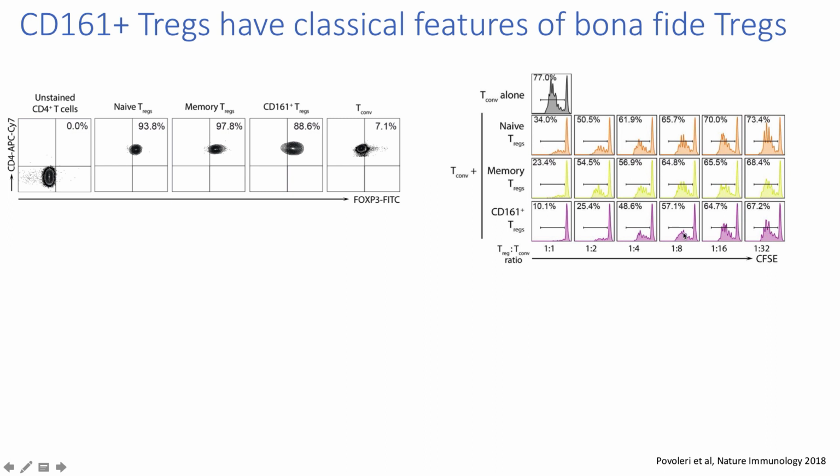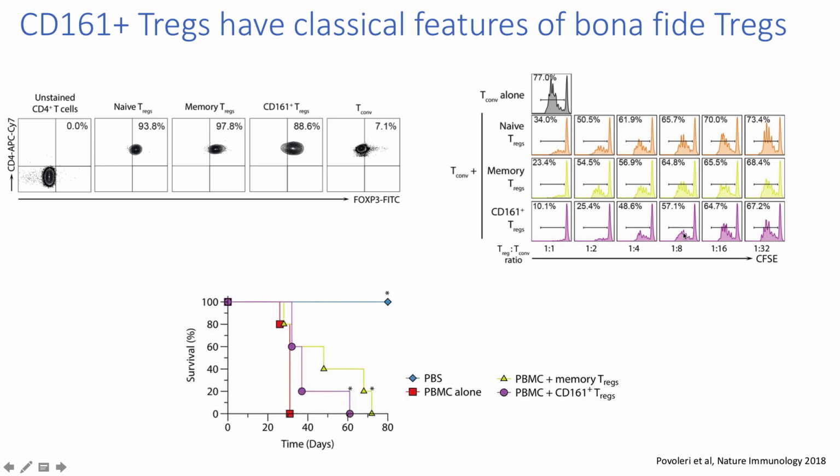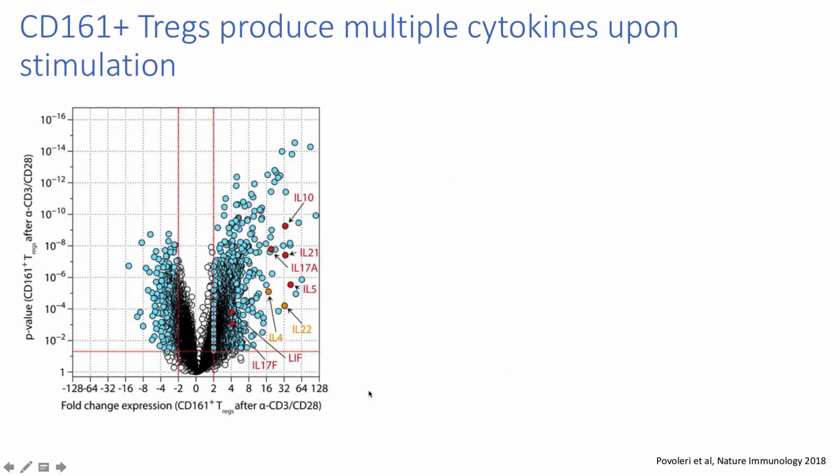Furthermore, we did an in vivo assay to determine whether these cells were able to suppress a severe xeno-GVHD model, and indeed, when we injected expanded memory Tregs, or CD161 positive Tregs, both of these populations were able to increase the survival in this xeno-GVHD model.